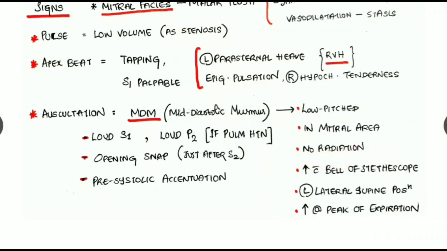Then next auscultation finding is the loud S1. Why it is loud S1, that we will be discussing later. Next is loud P2. Why there is loud P2? It is seen only if there is pulmonary hypertension. Next there is an opening snap which is heard just after the S2, that is the second heart sound. And there in the murmur, we can see pre-systolic accentuation. So in short, we have to describe the murmur as mid-diastolic murmur with pre-systolic accentuation and an opening snap.